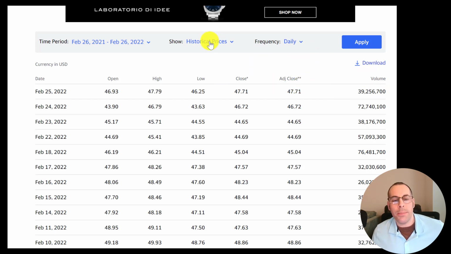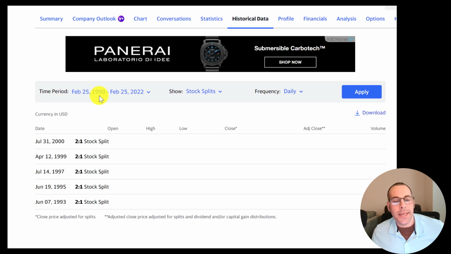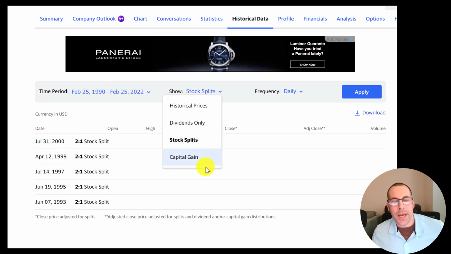If you click on the drop down, you can see the dividends, and you can go back as far as you want. You can see the stock splits. Since 1990, they did 5 stock splits. No data comes up for capital gain.